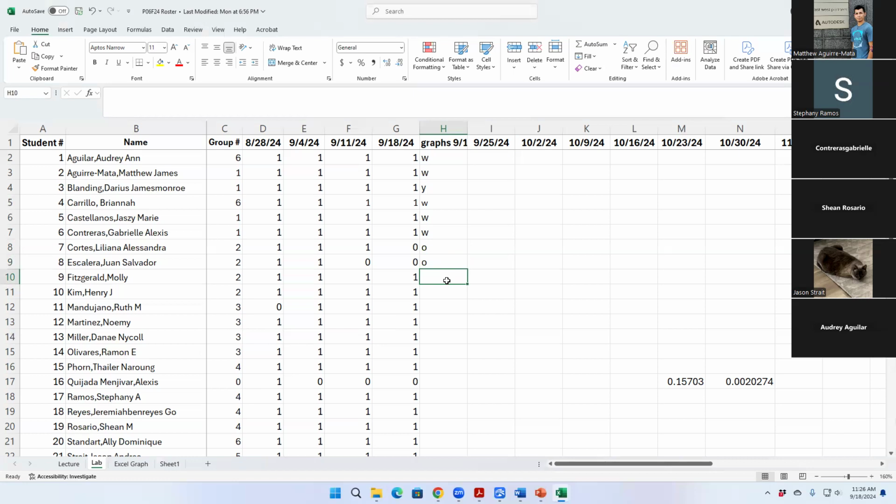Molly, did you finish all the three graphs? I have. Okay, good. Yes, all the three graphs. And Harry, did you finish all the three graphs, Henry? Oh, yes, I have. You have. Okay. And Ruth, have you finished all the three graphs?